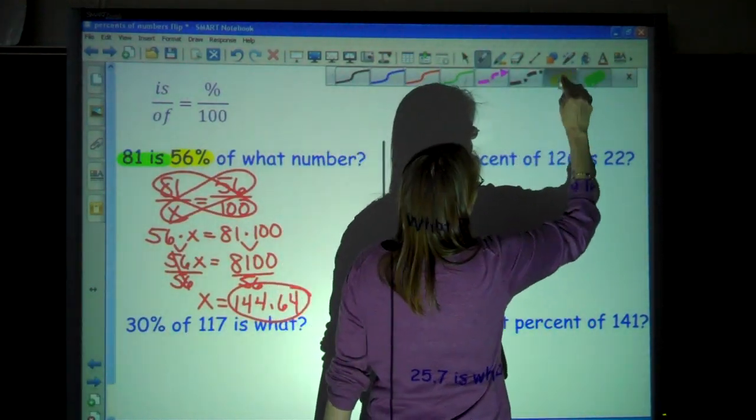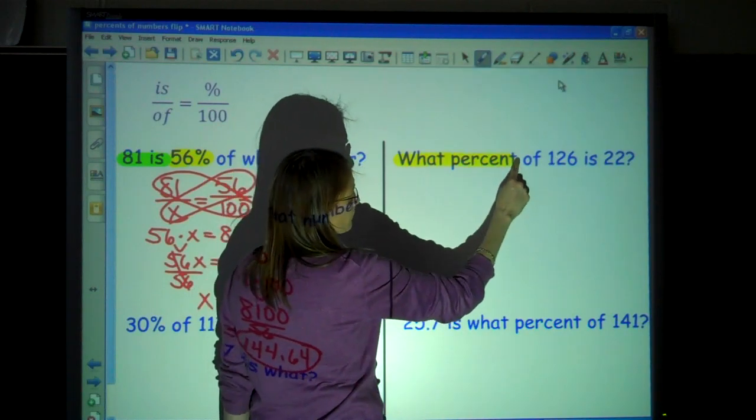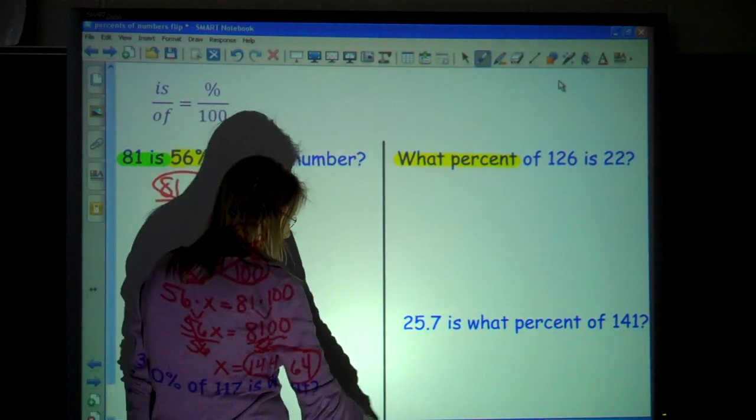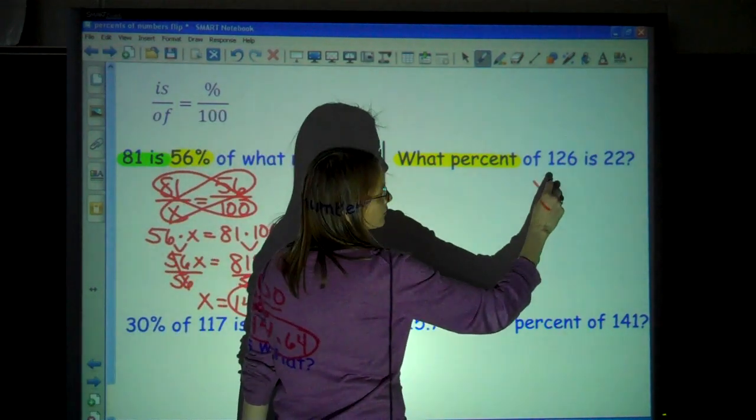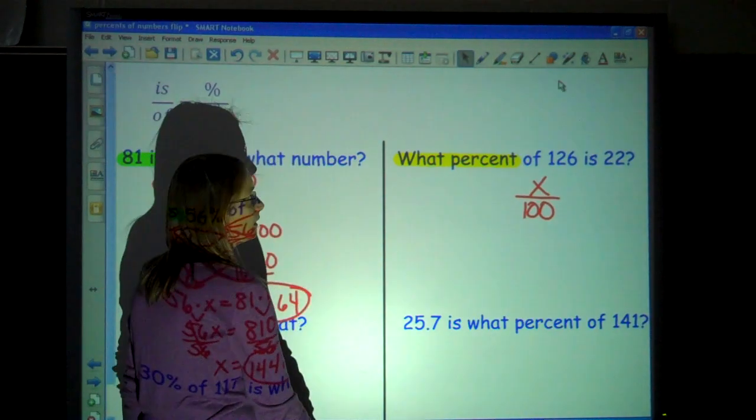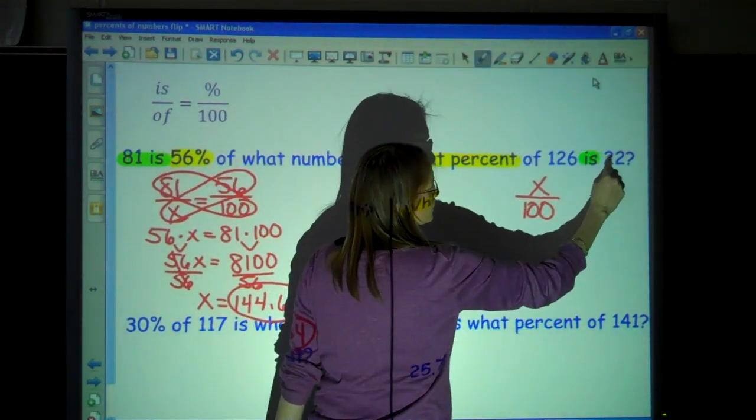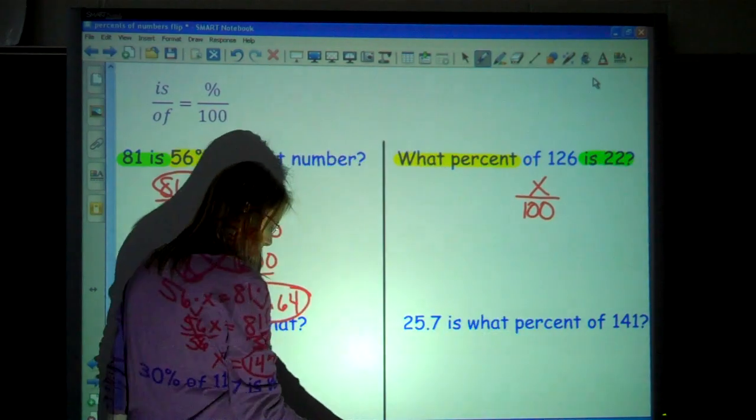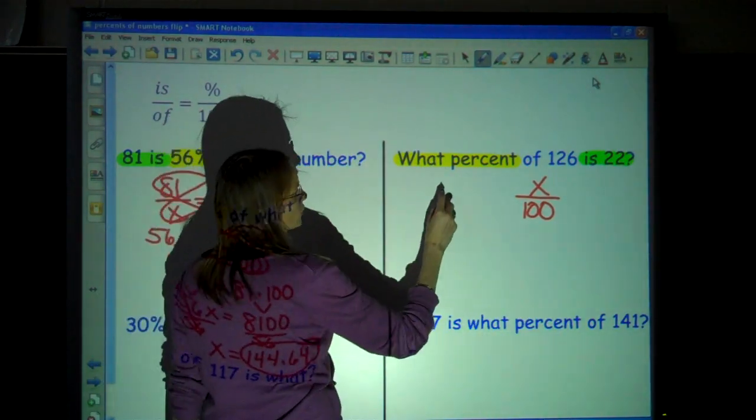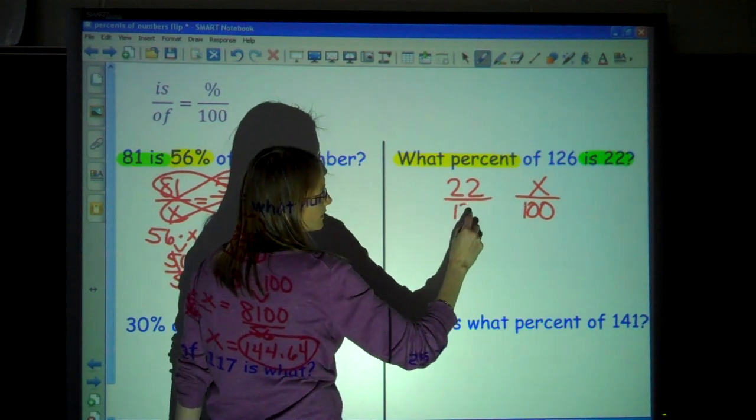Go to my second one. Find that percent symbol first. And I don't see a percent symbol. Instead it says, what percent? So since I don't know my percent, I'm going to have to put x over 100 because I don't know the percent. And then I'm going to look for my of, or my is first. And it says is 22 and of 126.